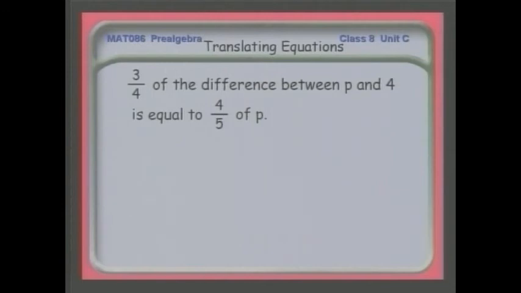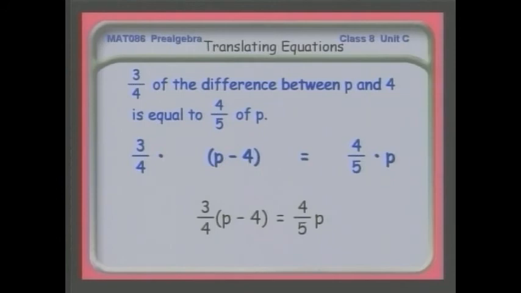3/4 of the difference between p and 4 is equal to 4/5 of p. 3/4 of the difference between p and 4, p minus 4. Whenever you see difference, that should trigger a minus in your head, is equal to 4/5 of p. Here's our equation. 3/4 times the quantity p minus 4 is equal to 4/5 p.